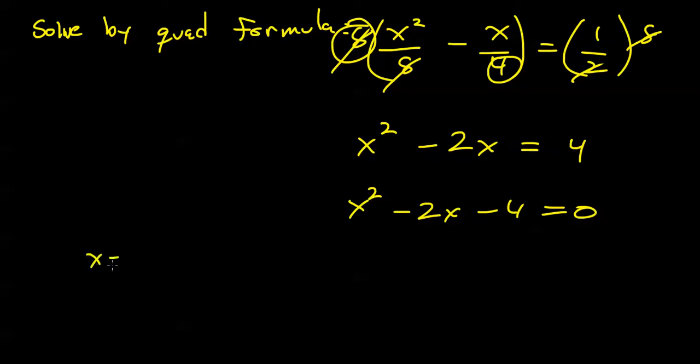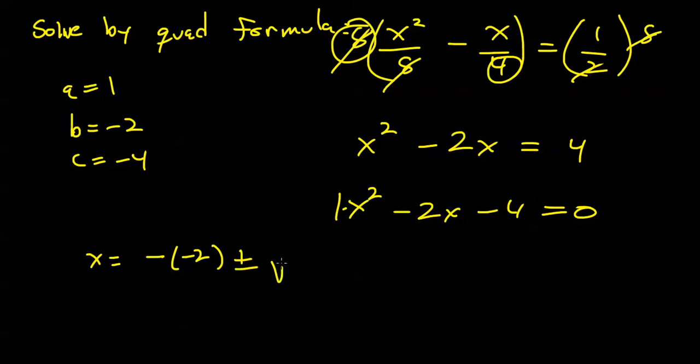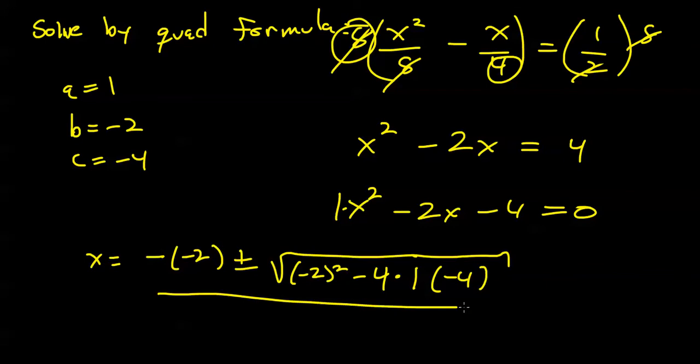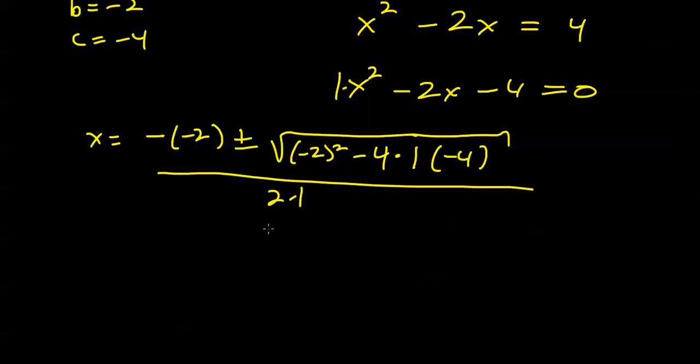Alright, so x equals, well, let me write down what a is: 1, right? 1x squared is equivalent to x squared, so a is 1. b is minus 2, and c is negative 4. Okay? So x equals minus b plus or minus the square root of b squared minus 4 times a times c, signs please, divided by 2a. It's 2 times 1 down there.